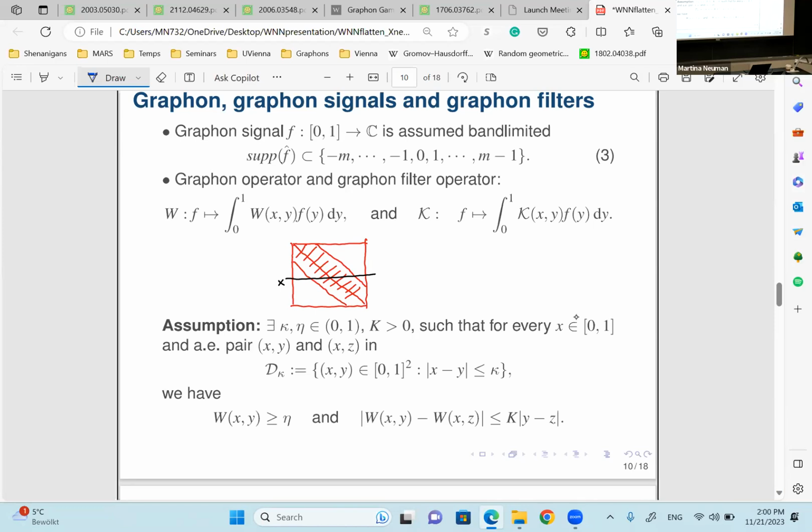Lastly, I would have to say something about this limiting graphon signal too, because otherwise, again, I cannot do math.